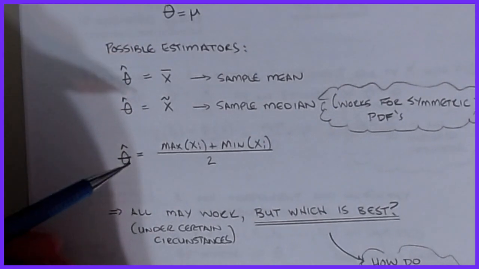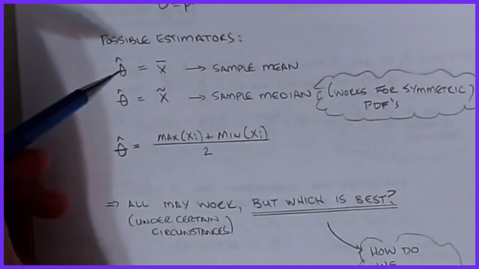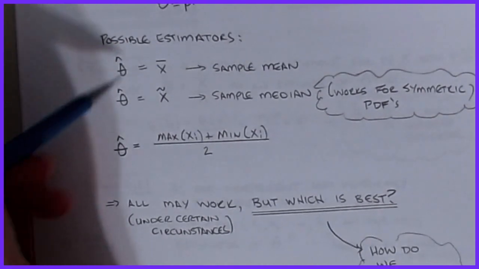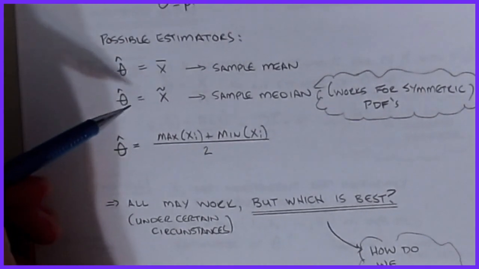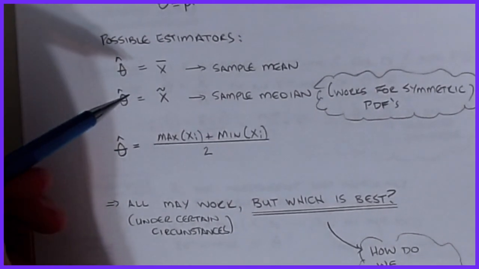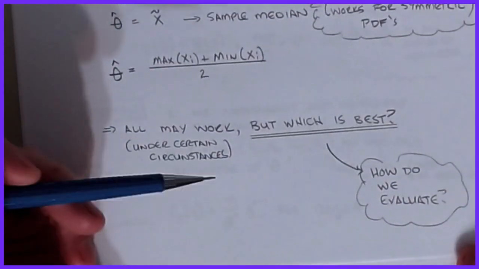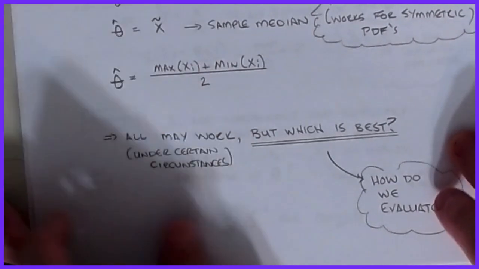But the question becomes, which is best? We've got to come up with a mechanism for how we evaluate which of these is the best estimator. They may all work, but some are better in certain circumstances than others. And so the point of point estimation is for us to come up with a tool set for how we evaluate the effectiveness of whatever we choose to estimate.